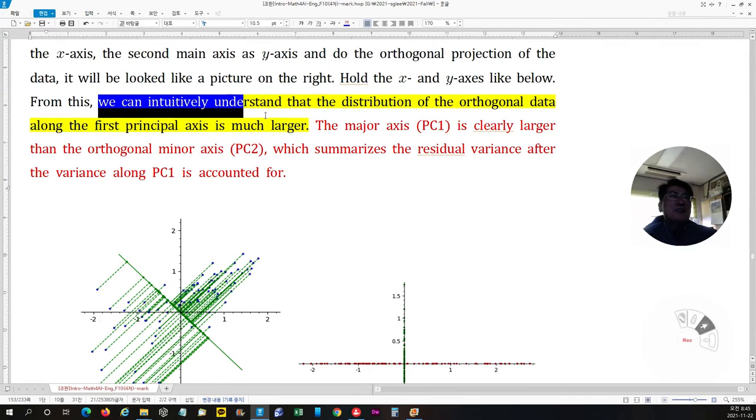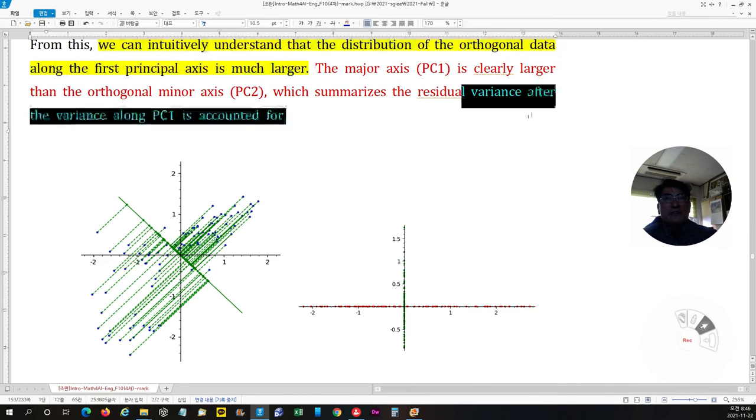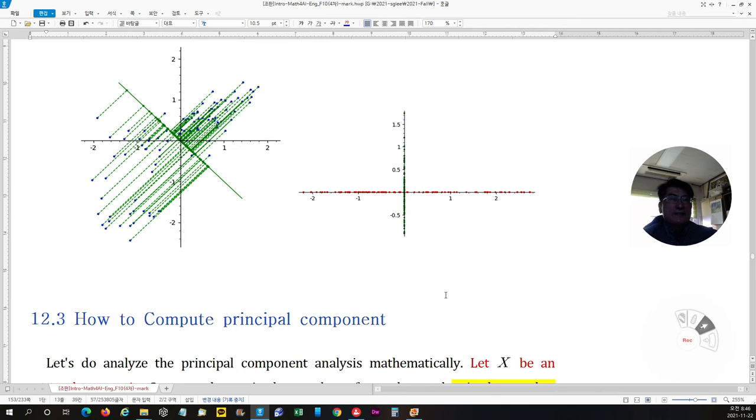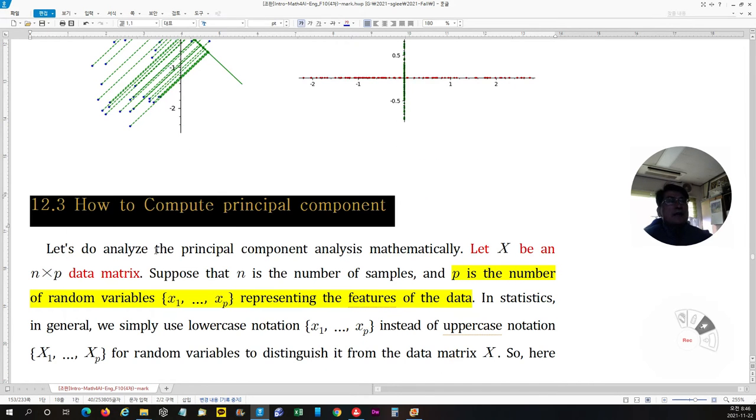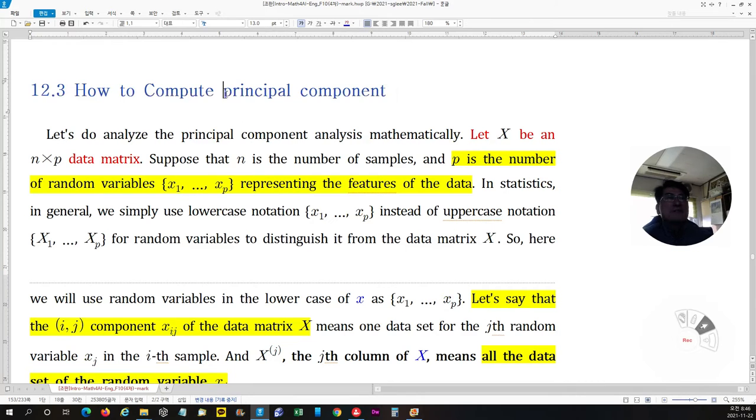From this we can intuitively understand that the distribution of the orthogonal data along the first principal axis is much larger and longer, and the major axis PC1 is clearly larger than the orthogonal minor axis PC2, which summarizes the residual variance after the variance along PC1 is accounted for. PC1 axis and PC2 axis, longer and a little smaller, and then we will try to find PC3 in the same manner. Now in the next section, we will learn how to compute and find the principal components.